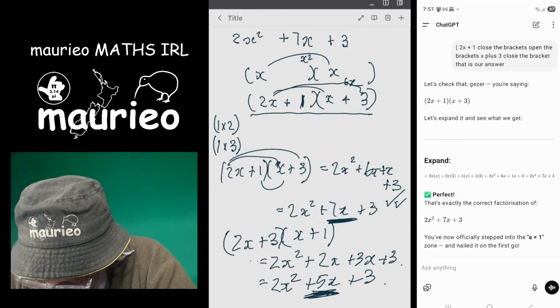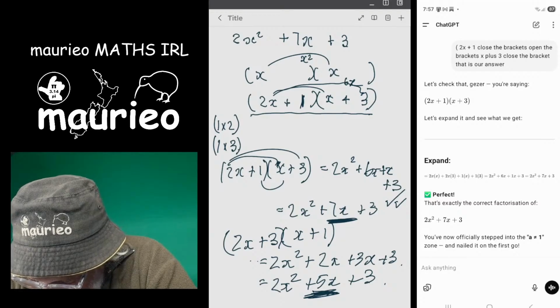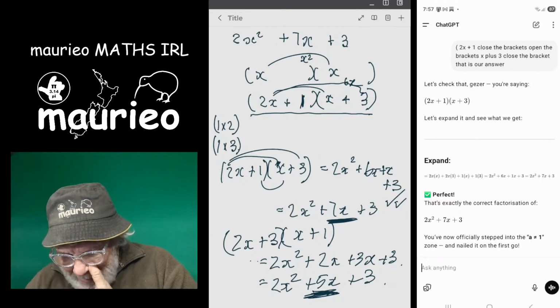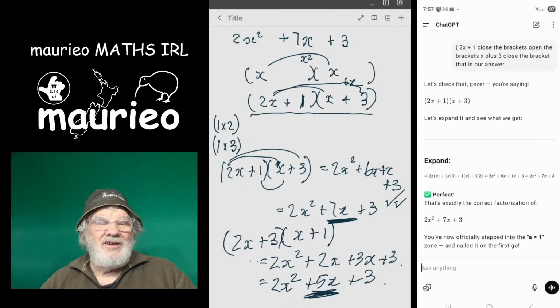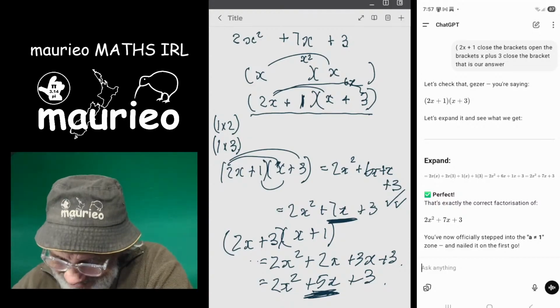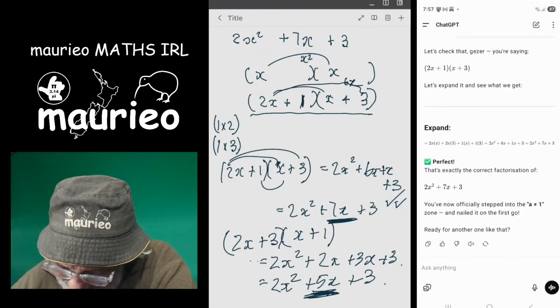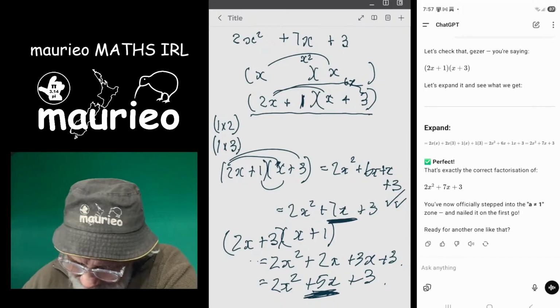Perfect. You have now officially stepped into the a not equal to 1 zone and nailed it on the first go. So that's very encouraging. Thank you, ChatGPT. Ready for another one?